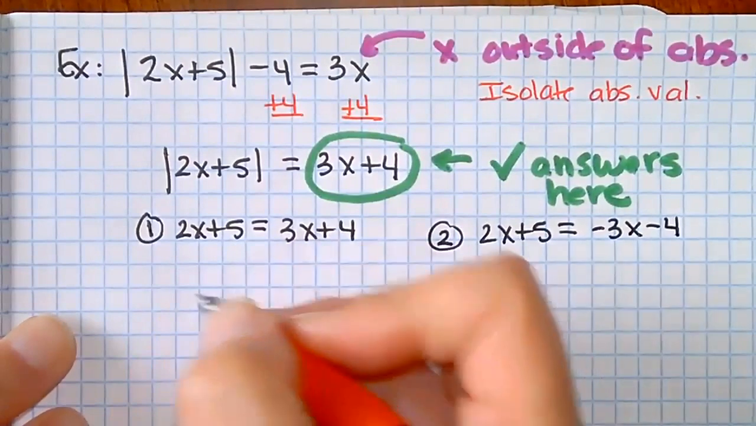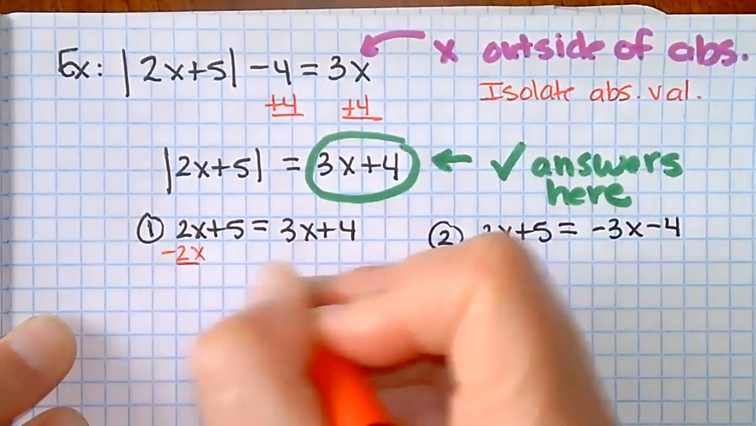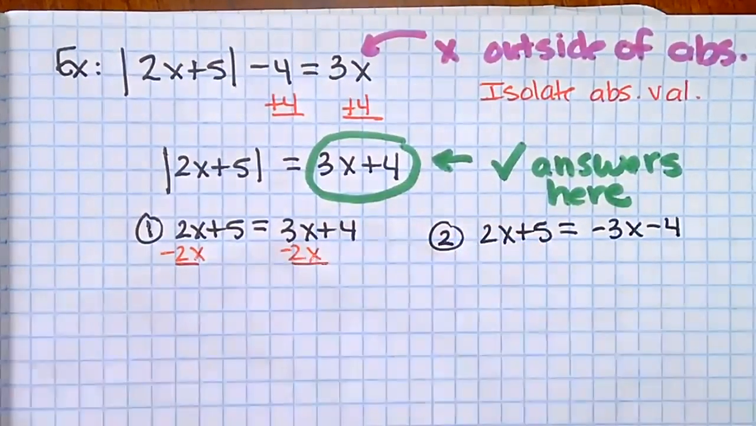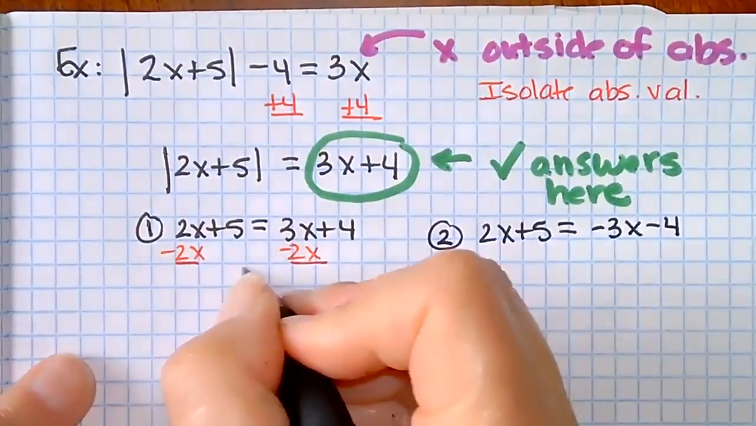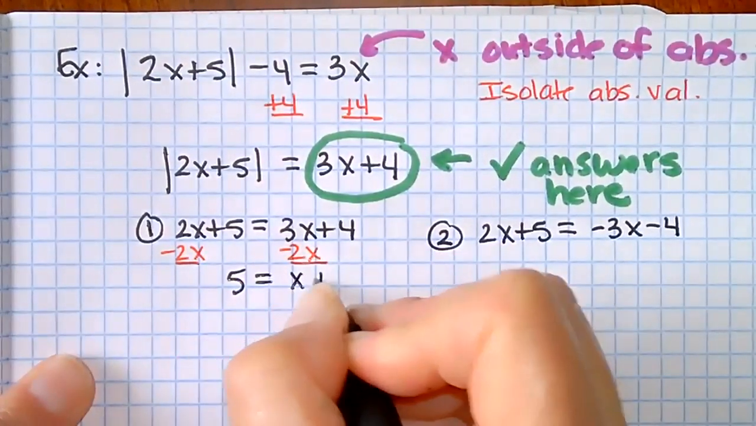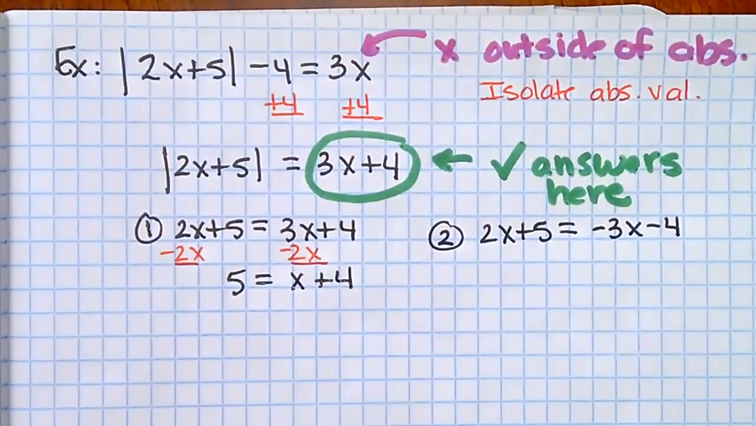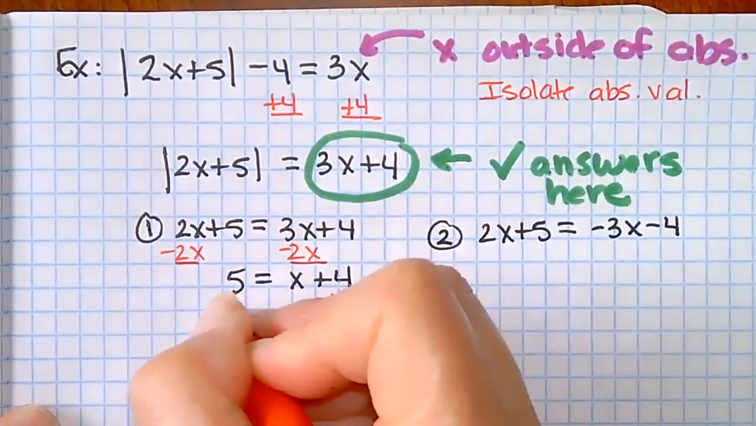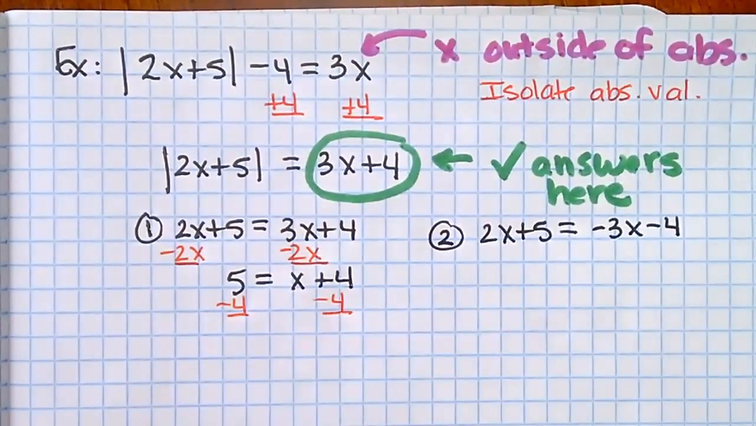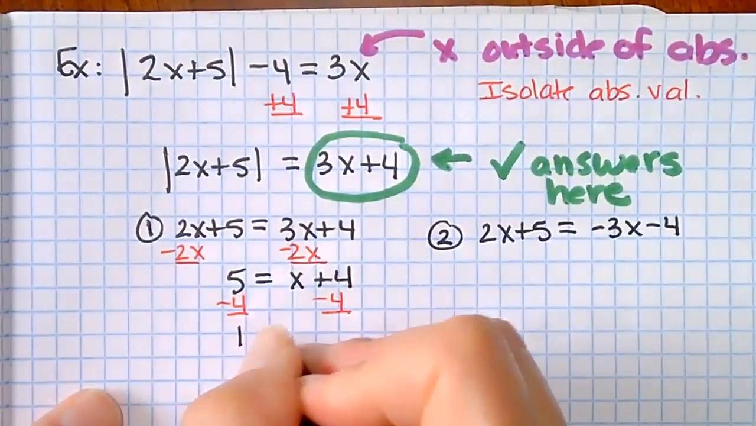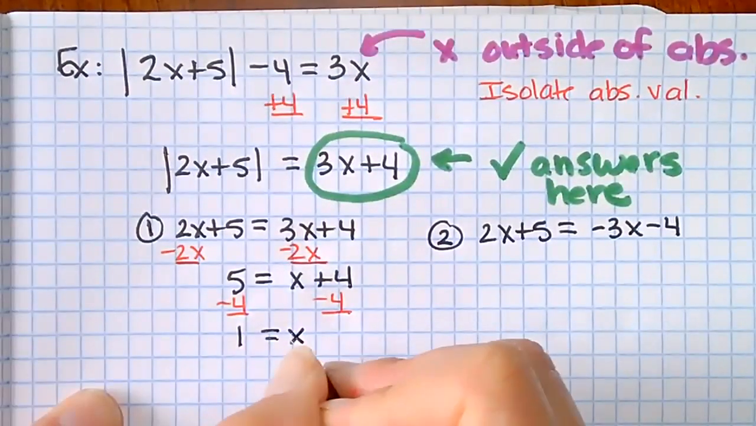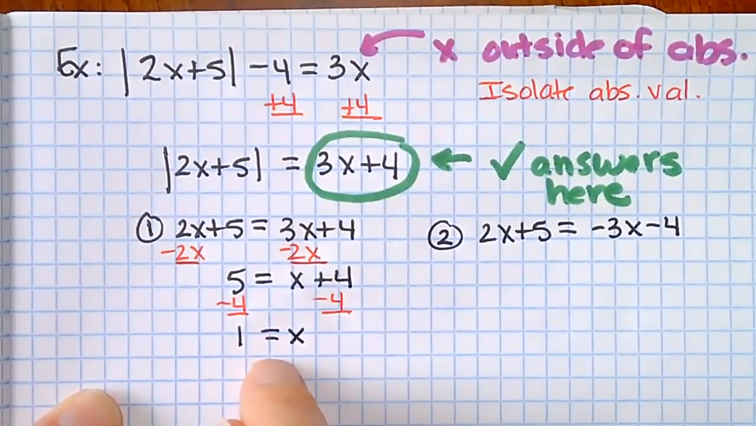I like to deal with my x's first. So I'm going to minus 2x, I'm going to minus 2x. And on this side, I'm going to get 5 equals x plus 4. I'm going to minus 4 from both sides, and I'm going to get 1 is equal to x. So I get x equals 1. Possibly, I'm going to check it here in a sec.